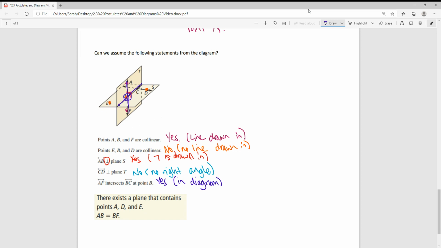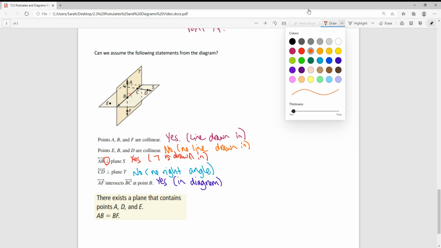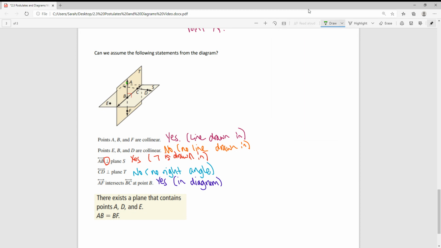All right. Now, I'm going to get rid of some of this ink here because we've got things really cluttered up. Let's get a fresh start. Okay, next one. There exists a plane that contains points A, D, and E. So, in general, we have a plane that goes through any three non-collinear points. So here I have A, here I have D, here I have E. Even though I don't have a plane drawn in that has all three of them, we just say there exists a plane. So there's some plane out there that contains all three of those points. So this one is yes. You can say that because they are three non-collinear points.